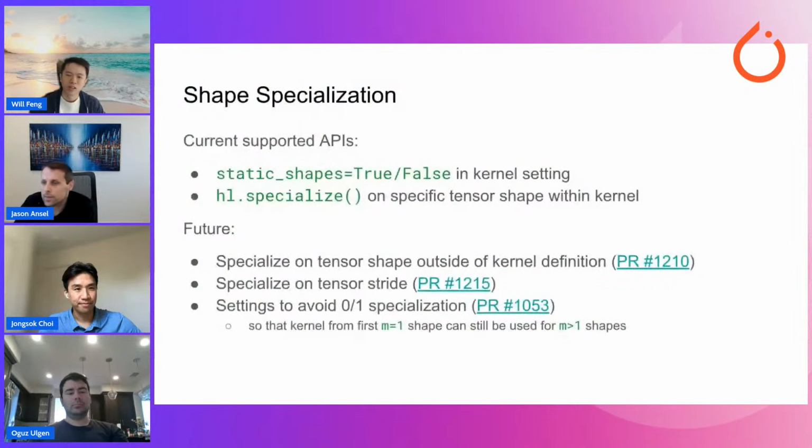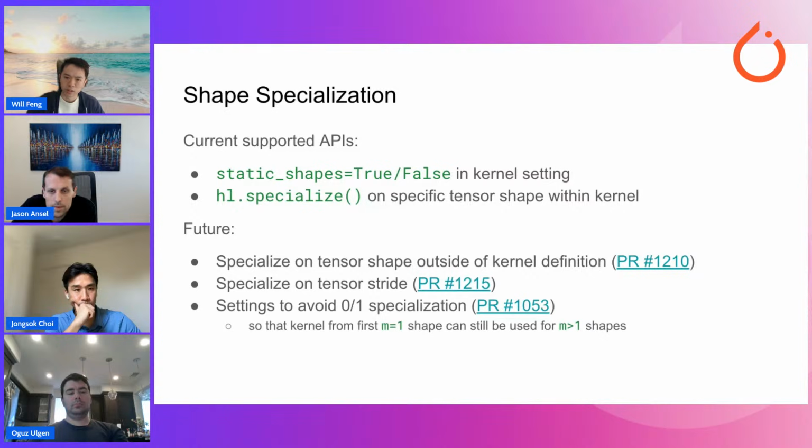Back to you, Will. Cool. Yeah. So we're just talking about shape specialization. As we have mentioned before, it's a very powerful way to fine-grain control what you want to specialize on and what you want to keep dynamic.